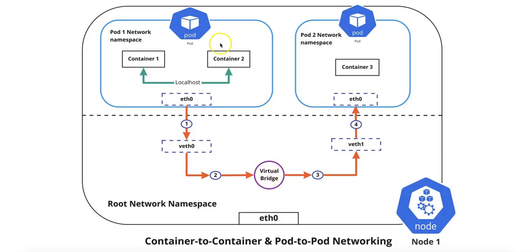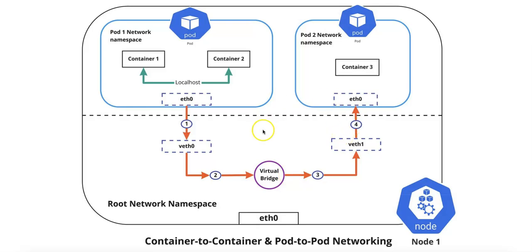The packet leaves pod 1's eth0 interface, traverses the virtual bridge via the veth pair, and then arrives at pod 2's eth0 interface. Kubernetes uses the CNI, or Container Network Interface, plugins to ensure that inter-pod communication works across nodes by extending routing and bridging across the entire cluster. However, this diagram specifically focuses on intra-node communication, where the virtual bridge facilitates pod-to-pod communication on the same node.